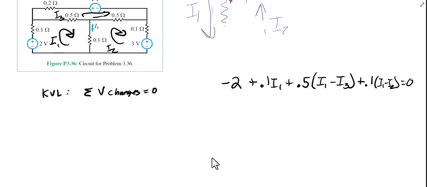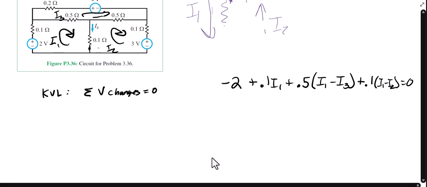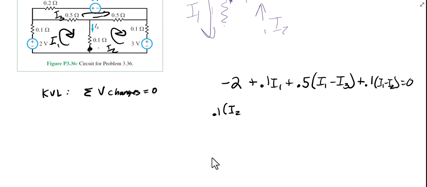And now I'll go along the I2 branch, and I'll start right here, and I would have 0.1 I2 minus I1 plus 0.5 I2 minus I3. An advantage of making sure that all of your loops go either clockwise or counterclockwise is that this right here will always be minus. It'll always be your current minus the other one. So 0.5 I2 minus I3 plus 0.1 I2, and then I'm going into the plus side of that voltage source, so that'll be plus 3 equals 0.